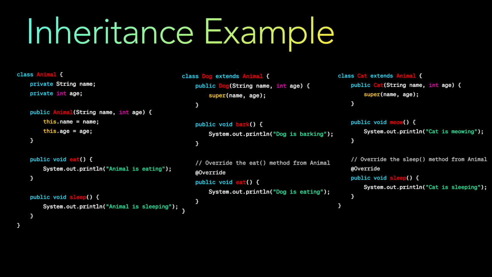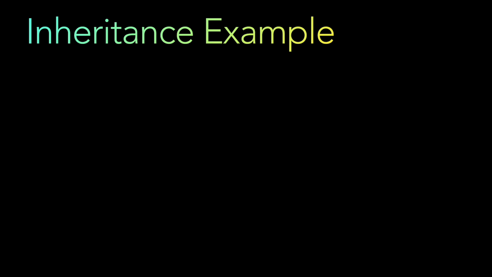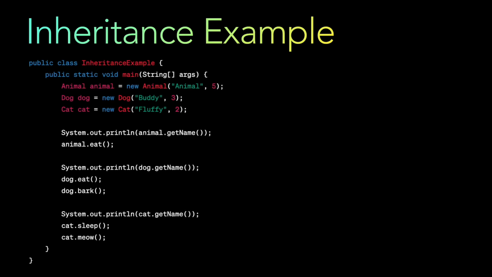Now, if you have to use a main program to see how it works, so this is a simple class with a main function where we are instantiating an object animal and giving it the value animal and age 5. The name is animal and age is 5. Then we are instantiating the dog object and the cat object with different name and different age, right? Then we are printing out the values.